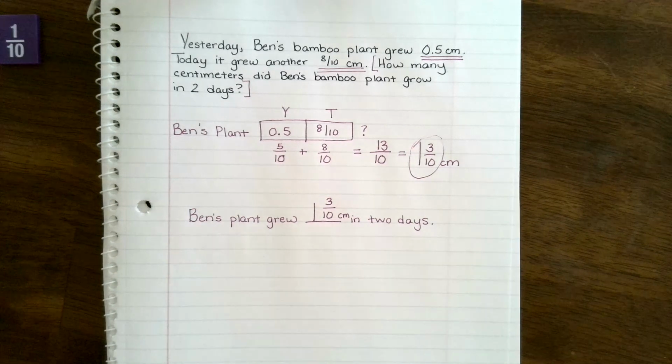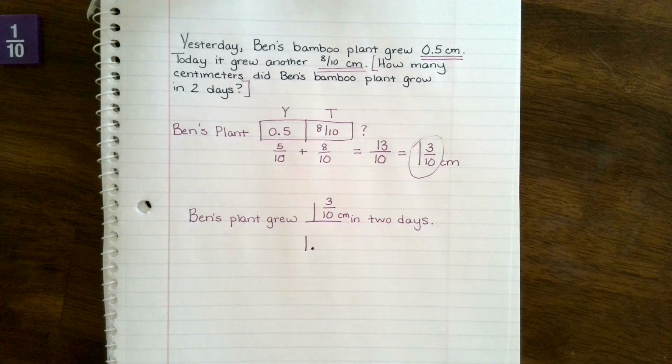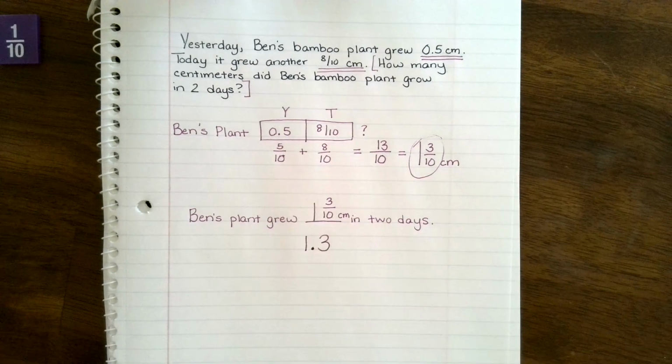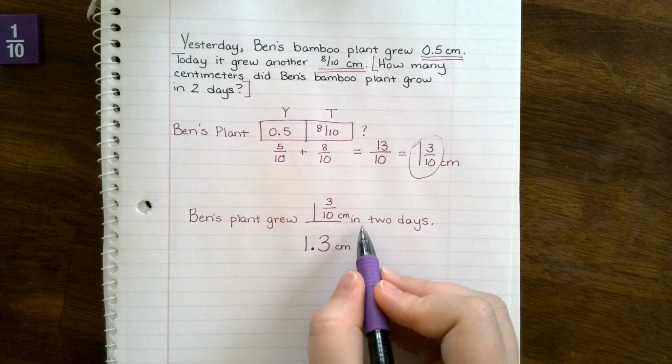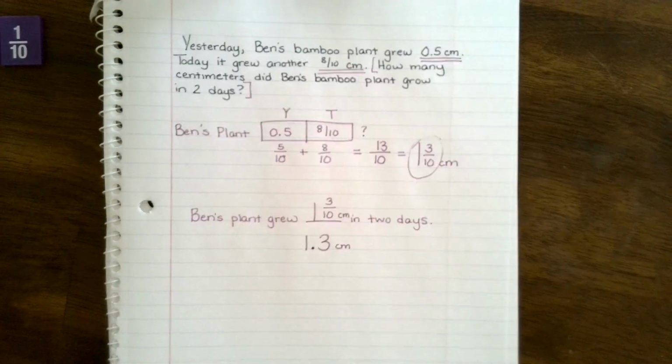I also could write my answer as a decimal. 1 being my whole and 3/10 being written like this. I could say Ben's plant grew 1.3 centimeters in 2 days. So if you got this as an answer or this one, both of those are correct.